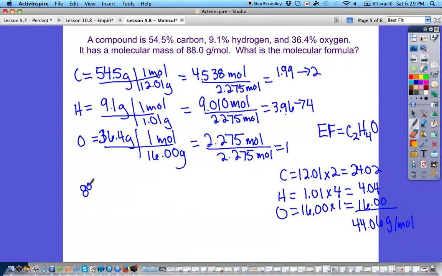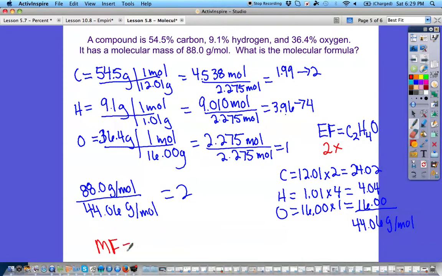So now we need to take our molecular molar mass of 88.0 grams per mole, and divide it by our empirical formula molar mass to get that factor. And this should give us 2. So now we're going to multiply our empirical formula subscripts by 2. So my molecular formula is going to be C4H8O2.